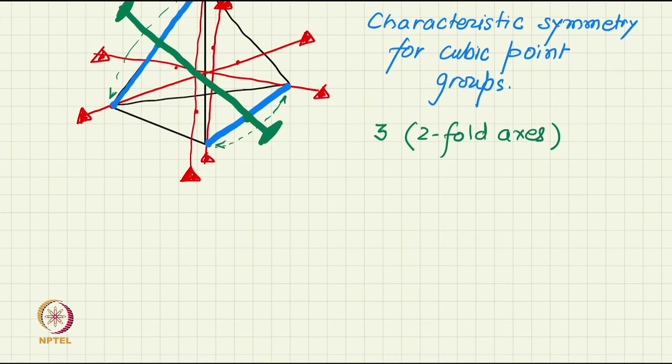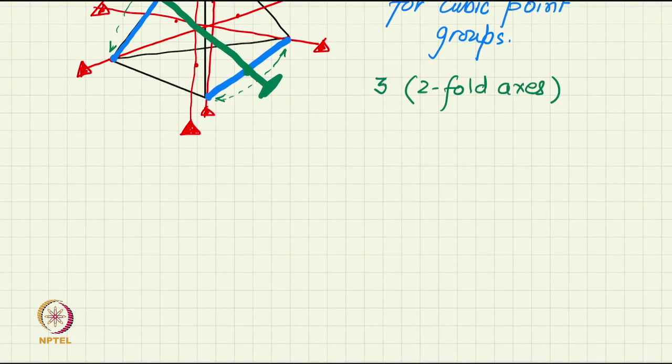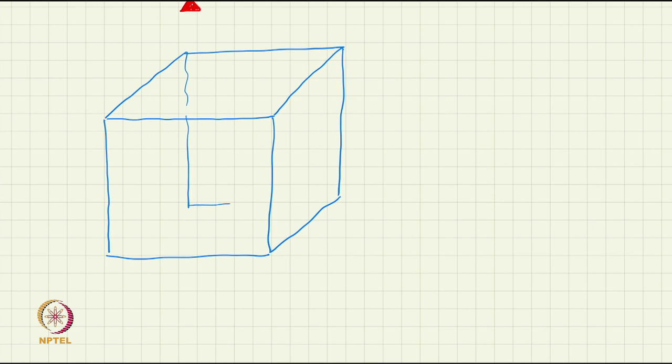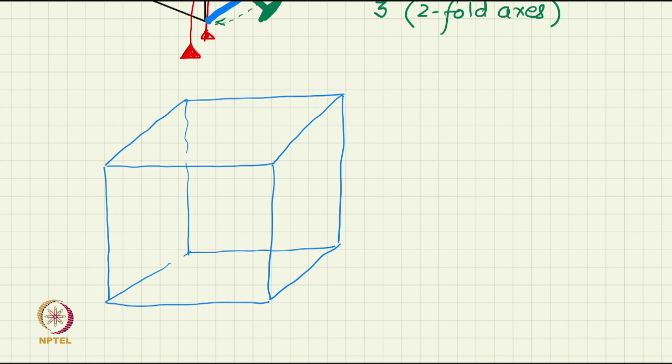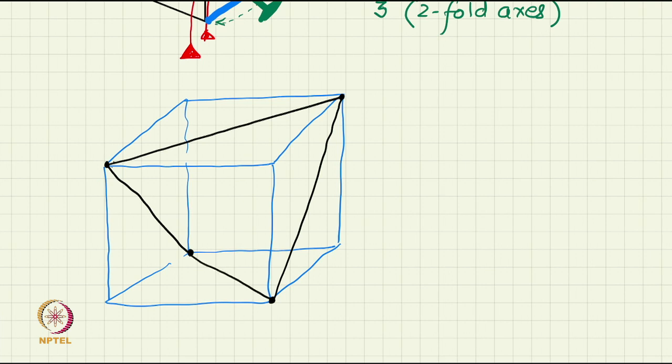It will be nice to embed the tetrahedron in a cube. So, if you have a cube, it has 8 corners, and a tetrahedron has 4 corners. If you properly select 4 corners of a cube, you get a tetrahedron. So, I am selecting these 4 corners, and if you join these 4 corners, you get a tetrahedron. So, this is a nice way of looking at the tetrahedron with respect to the cube.